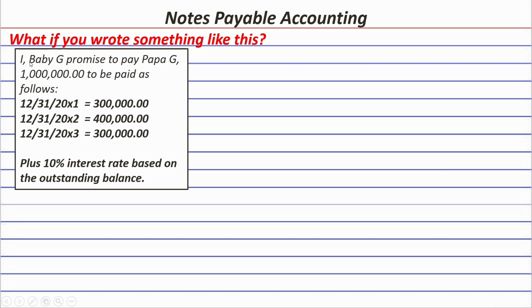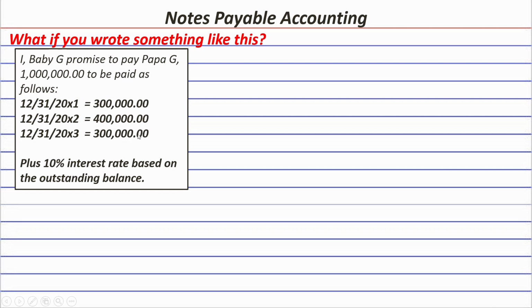Like, I, Baby G, promised to pay Papa G 1 million to be paid as follows. On 12/31/20x1, you are to pay 300,000, and on 12/31/20x2, you are to pay 400,000, and lastly, on 12/31/20x3, you have to pay 300,000. Okay? Plus 10% interest rate based on the outstanding balance.